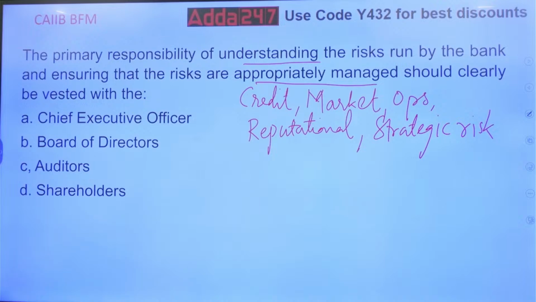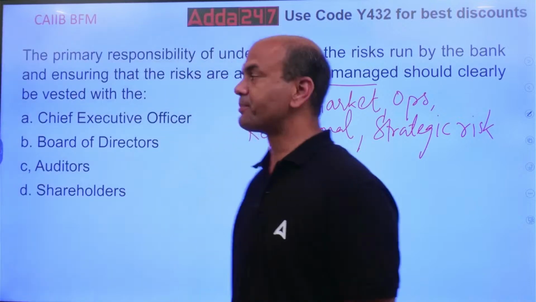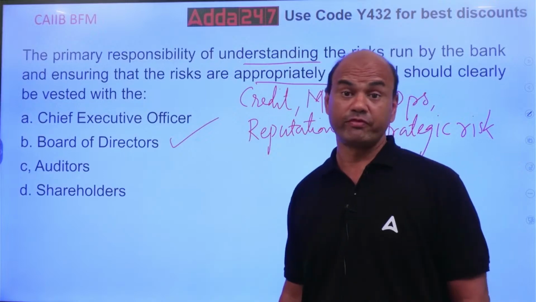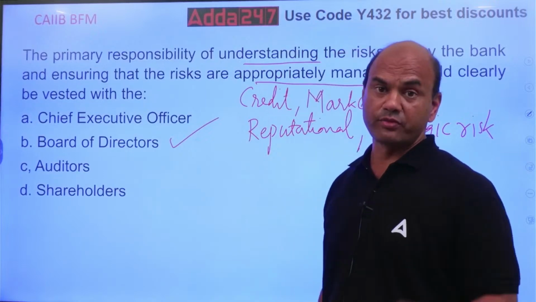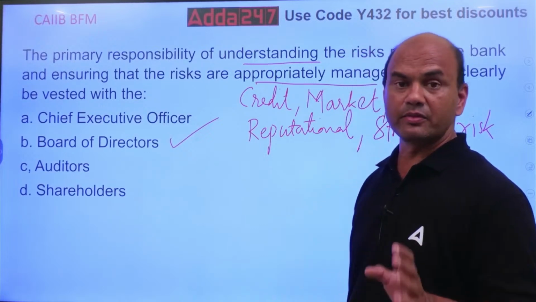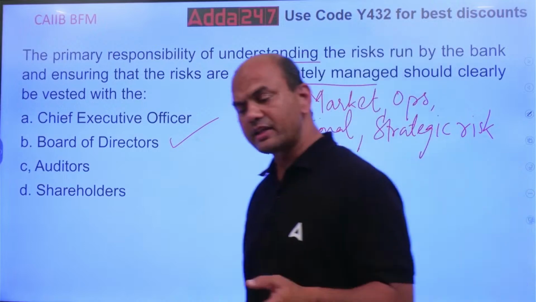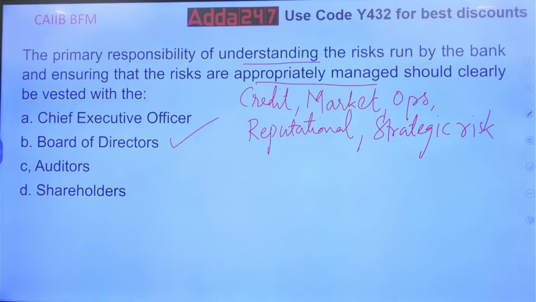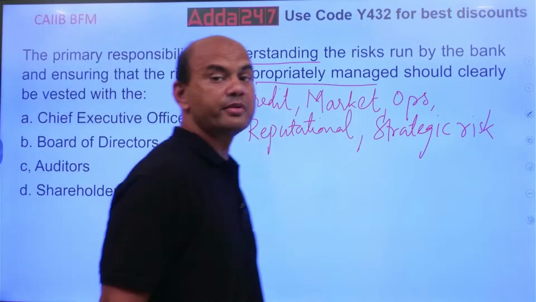So what is the answer? The real answer for this will be board of directors. Very important. Managing the risk of the bank should be done by the board of directors only, because they are the ones who actually focus on it and run the bank. Others are all paid employees. Board of directors are not paid employees. Kindly note.